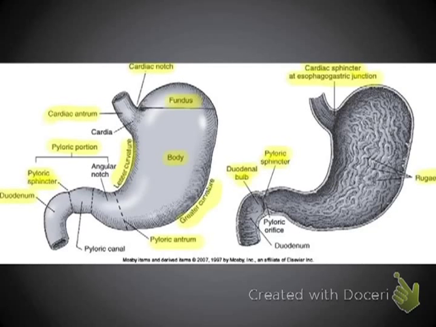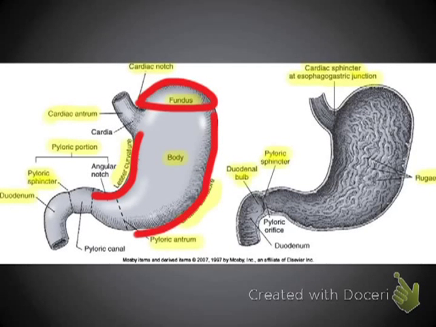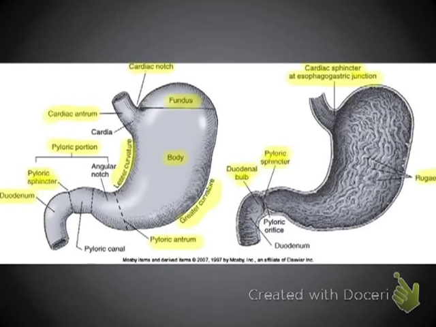So here we see just a complete stomach and then a dissection on your immediate right. We have the fundus in this area, the body, and then the pyloric antrum here. Also take notice that food actually empties not into the fundus but into the body.